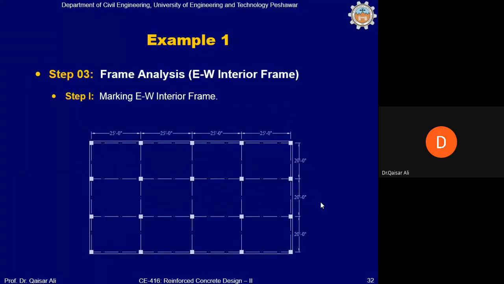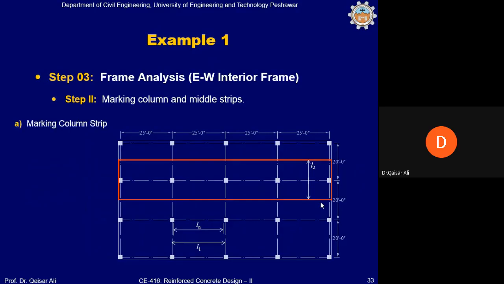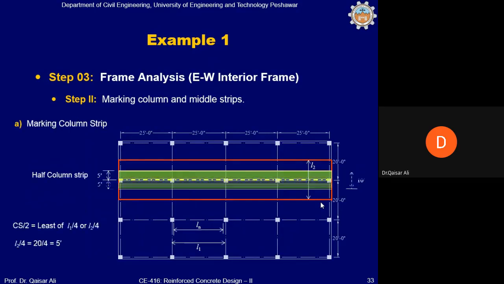Next are the steps for analysis. Marking of the interior frame, which we have discussed in the previous slides. Interior frame, okay, in this manner. Marking of the column strip. This we have seen in the previous slide: 10 feet column strip, because the dimensions of the slab are the same as mentioned in the previous slides. So the column strip is 10 feet and the middle strip is 5 feet, 5 feet.